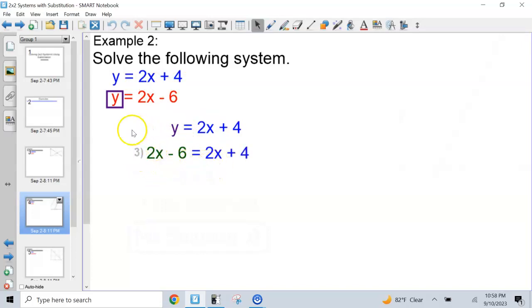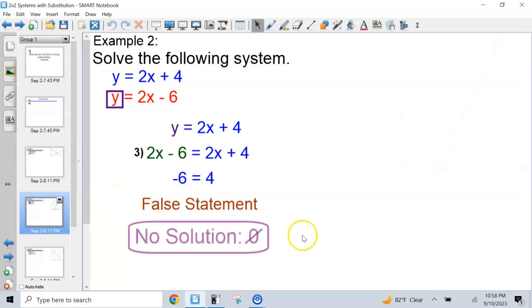Notice this is our brand new equation. I'll call it equation number 3. There is no y here. I subtract 2x from both sides, and I get negative 6 equals 4. There are no more letters, so this is a false statement. Negative 6 is never equal to 4. This means no solution. Or you can draw a circle with a slash through it.